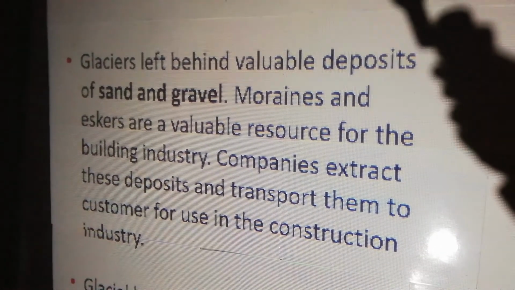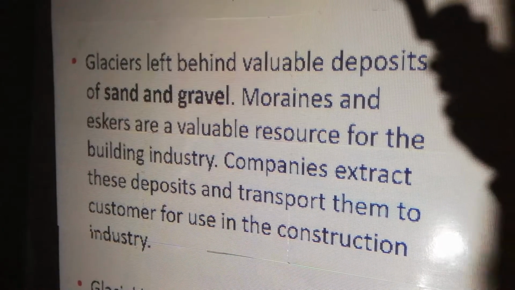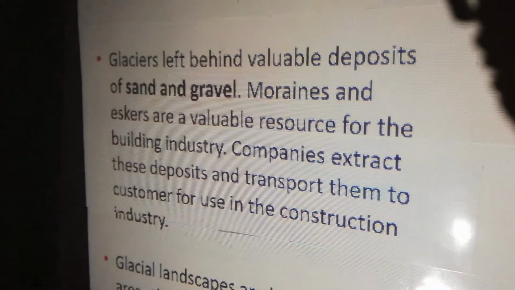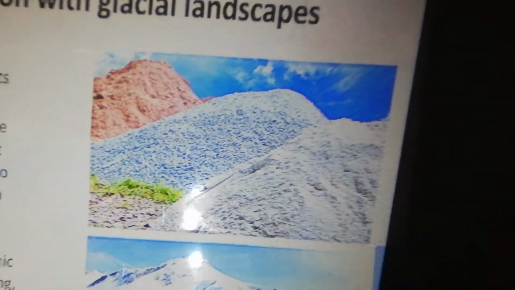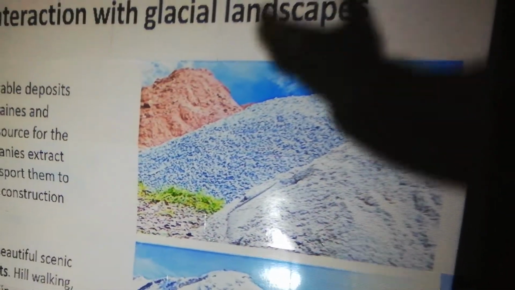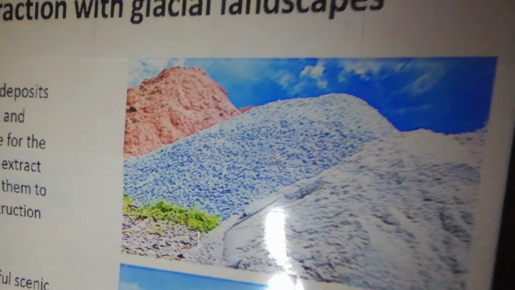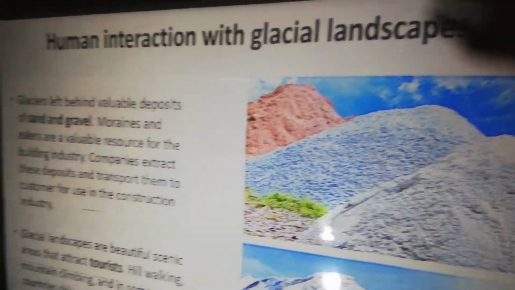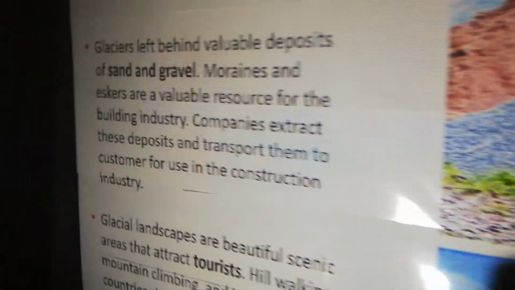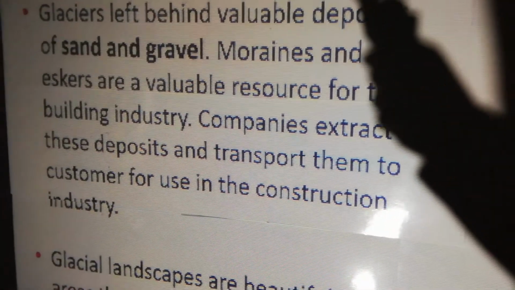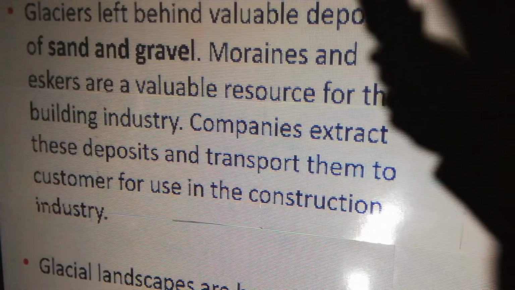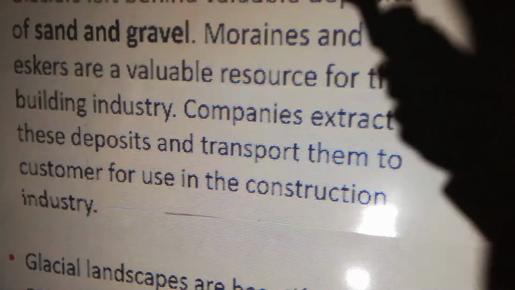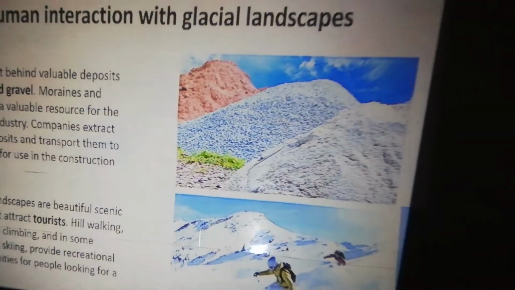Moraines and eskers are a valuable resource for the building industry. Moraines and eskers are basically piles of sand and gravel that have been dropped by a glacier. So when a glacier melts, it might drop a big pile of sand and gravel in one place. And this sand and gravel then is used in the construction industry. Companies extract these deposits of sand and gravel and transport them to customers for use in the construction industry. So that's our third impact of glaciers.